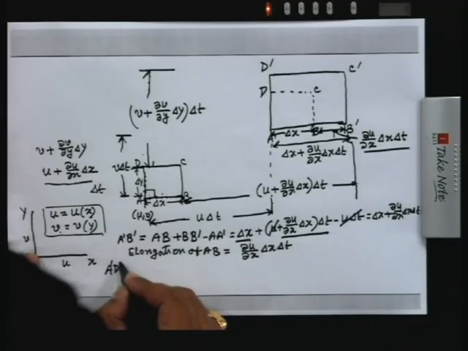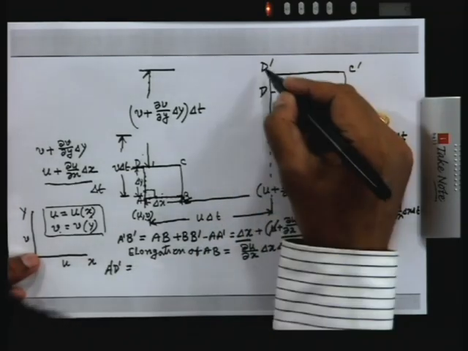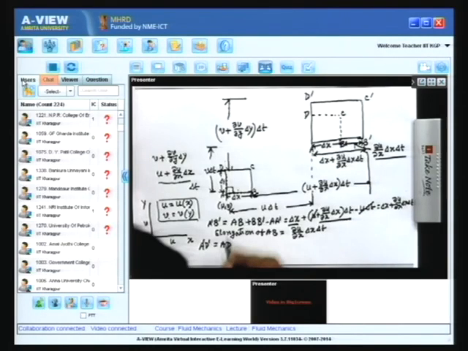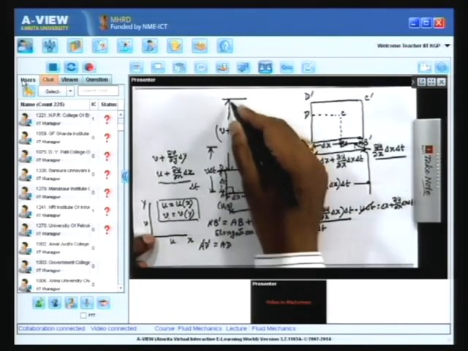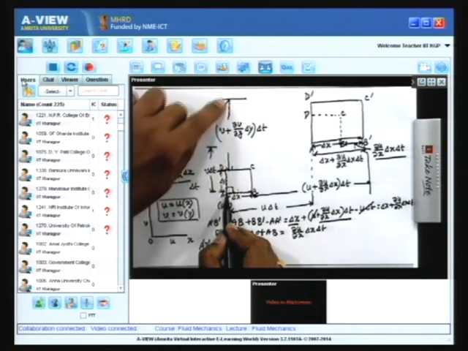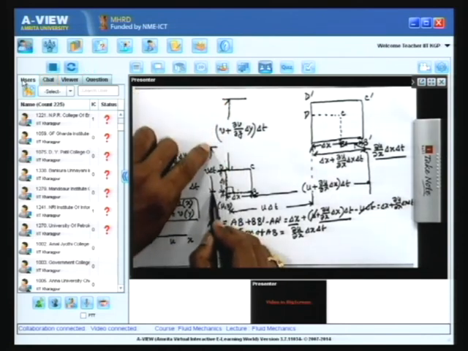Now, similarly, if you want to find out that of AD, first of all I have to find out A'D'. A'D' is similarly D'D, DA. That means I start from here, AD plus DD'. You just follow it. That means AD plus DD', that means this one minus this one, that means AA'.